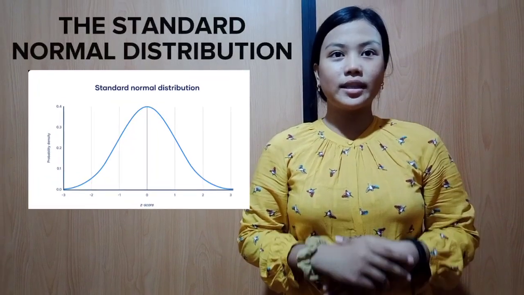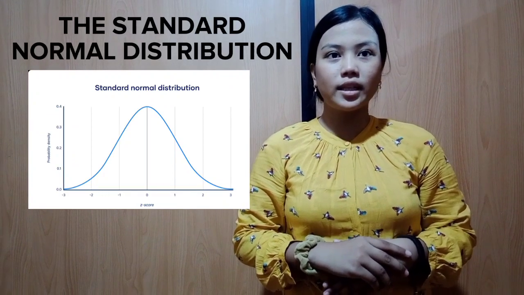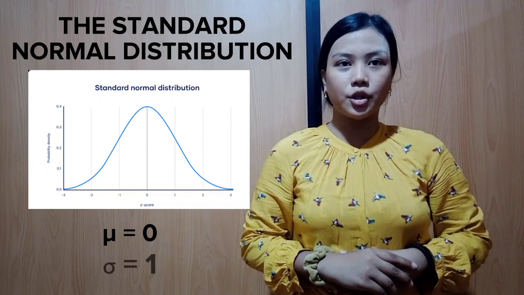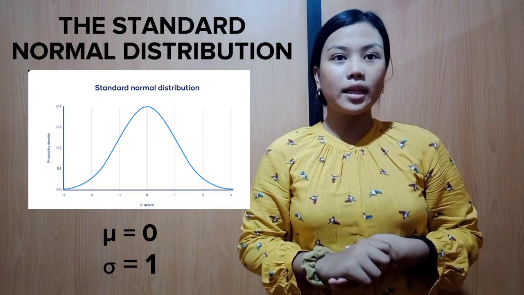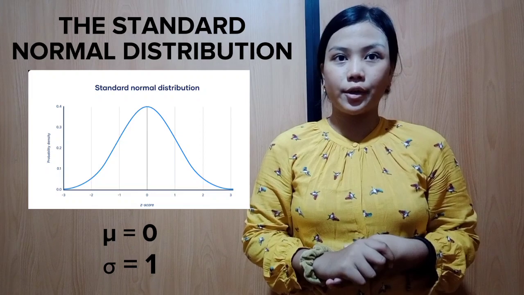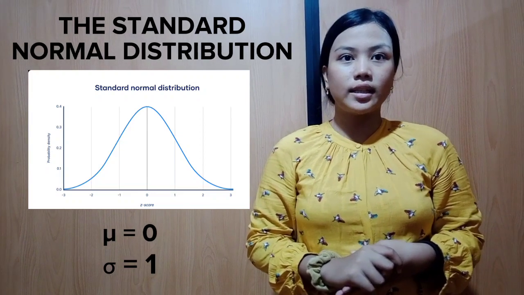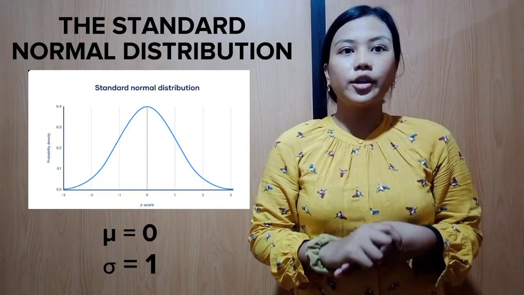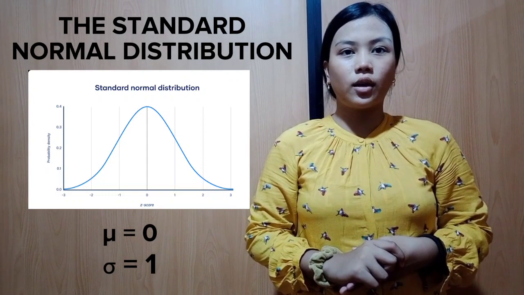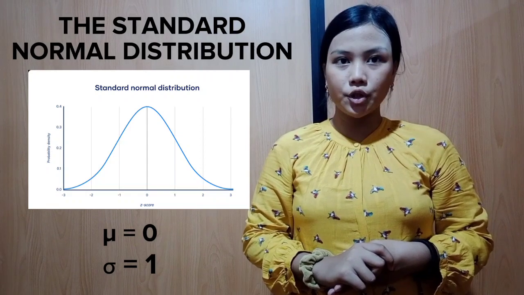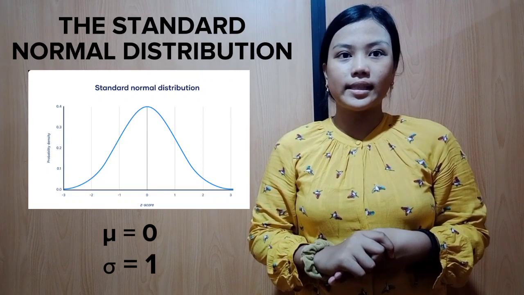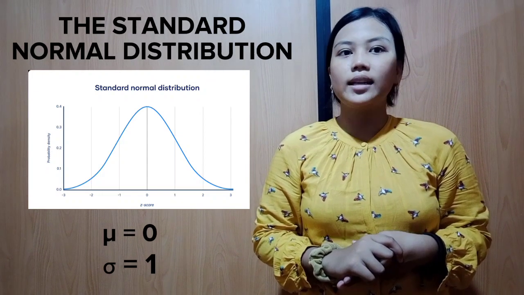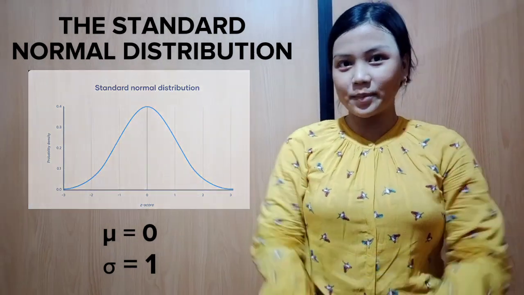A standard normal distribution is a special normal distribution whose mean is 0 and whose standard deviation is 1. The normal curve with mean equal to 0 and standard deviation equal to 1 is called the standard normal curve. The corresponding distribution is called the standard normal distribution. The random variable itself is called the standard normal random variable and is commonly denoted by Z.